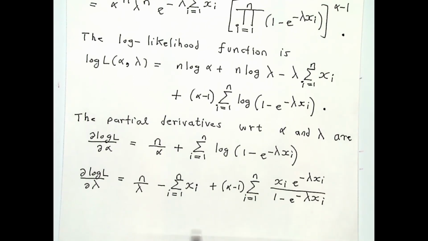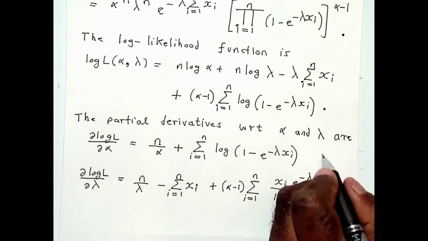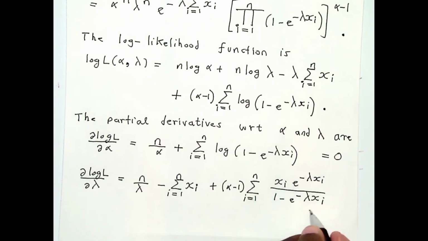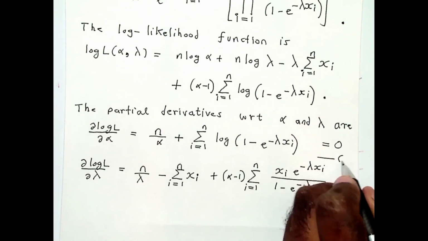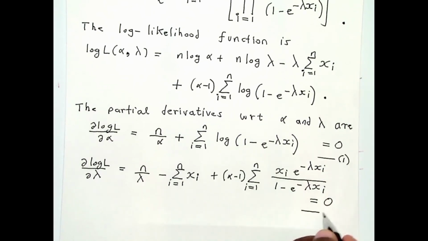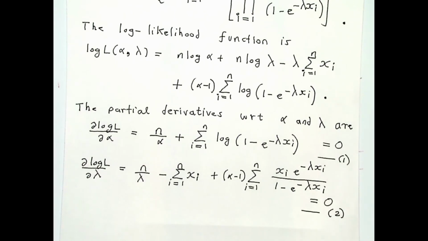So basically, let's set this to 0 and let's set this to 0. You will need to solve these two equations for the two parameters alpha and lambda. It's not easy to solve them; it's not possible to solve them analytically. However, let's call this equation 1, and let's call this equation 2.